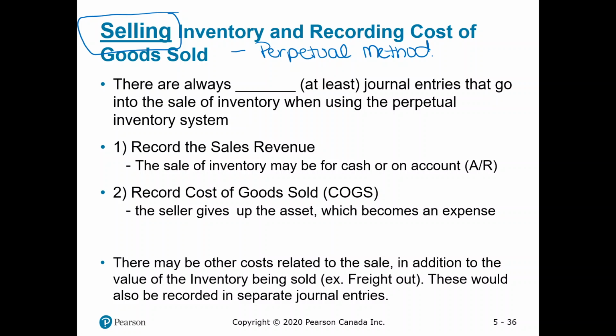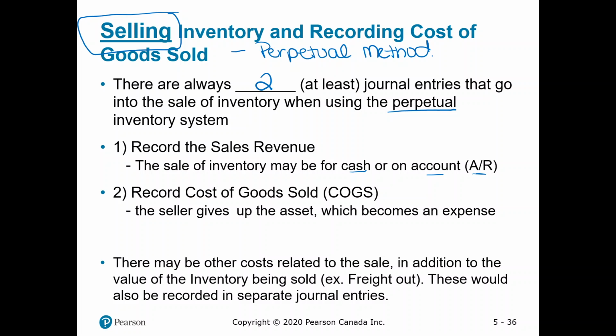So when we sell inventory, there are always at least two journal entries that need to be recorded under the perpetual system. So the first entry will be recording the sales revenue. So we have delivered these goods, we actually have done the work, we've earned this revenue, so we will record the sales revenue and then either cash or accounts receivable, depending if it's on account or not. So we book that revenue.